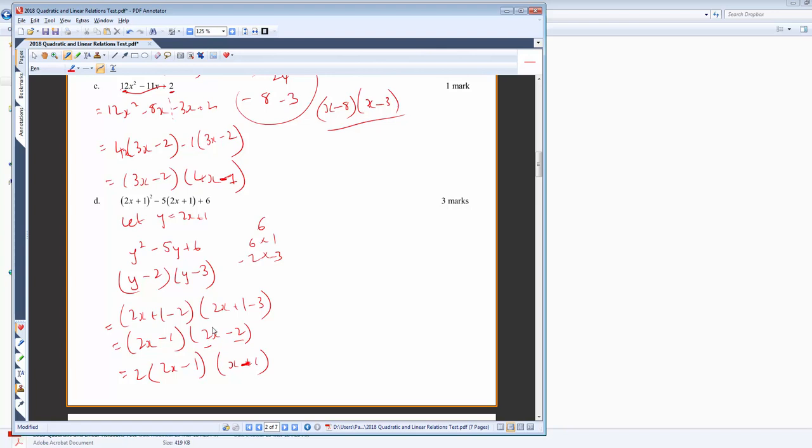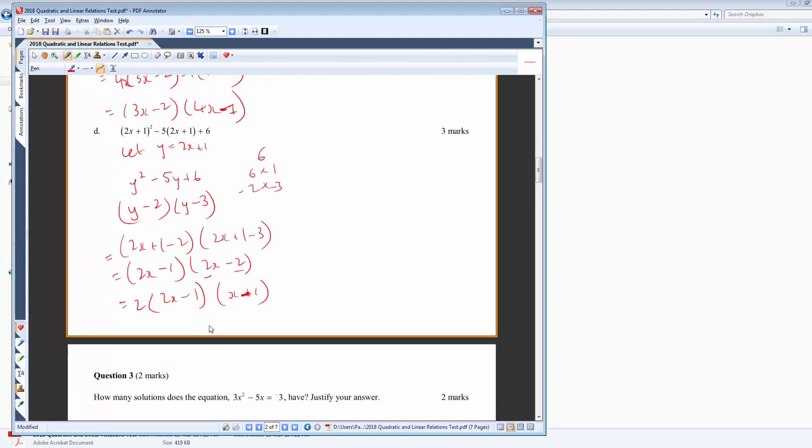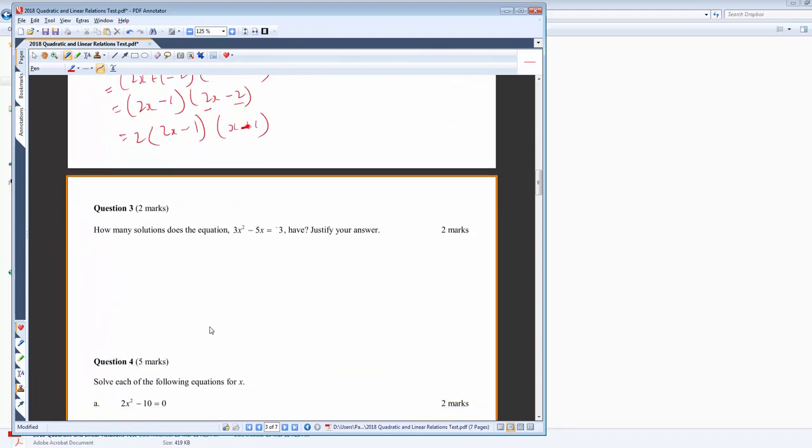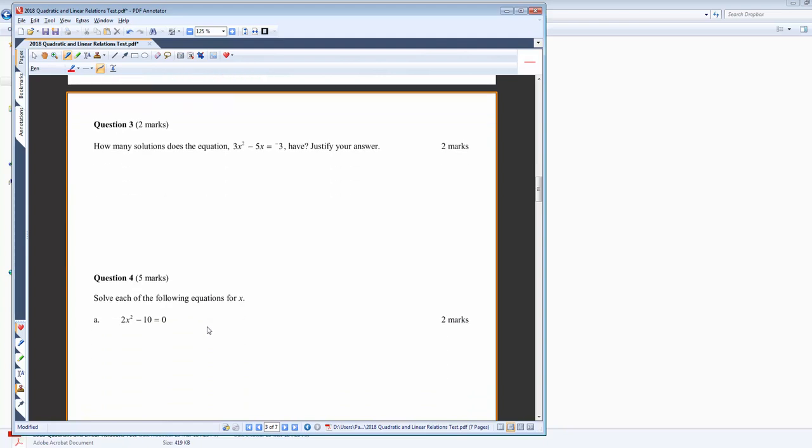Okay, so yeah, again a bit of a tricky one, that one, but use the hidden quadratic technique there on that one and you'll be fine with that. Right, how many solutions does the equation have? So now what we're doing is we're attempting to solve, and when we talk about number of solutions, we're always talking about the discriminant. Okay, so what we're going to do is run the discriminant of this.